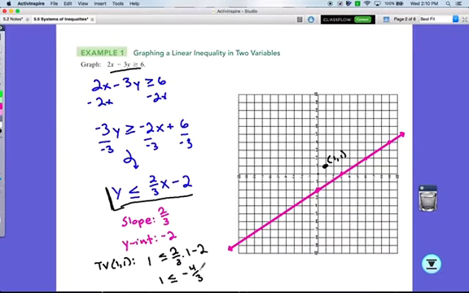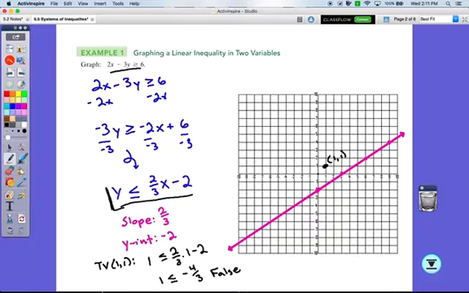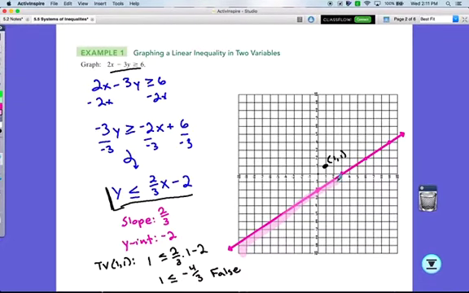Now, since that's negative, you can ask, is 1 less than negative 4/3? That's false. Since that's false, we know that 1 is not part of our solution, and neither are any of the other points on this side of the plane. My answer is going to be shading the left side or bottom side of the plane. Any of the ordered pairs on the line or over here in the shaded area are going to be solutions to this linear inequality.